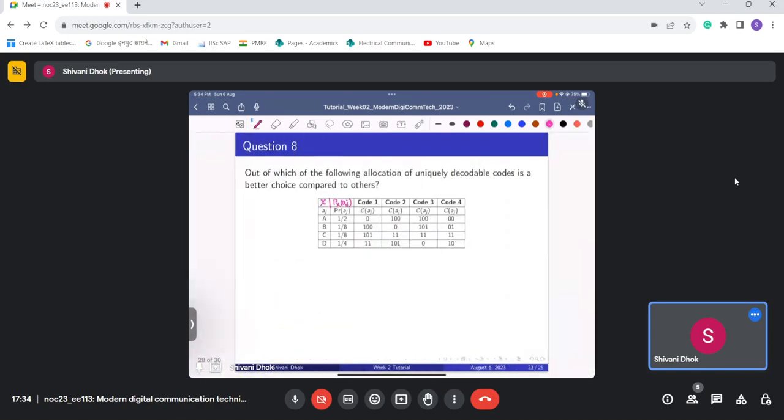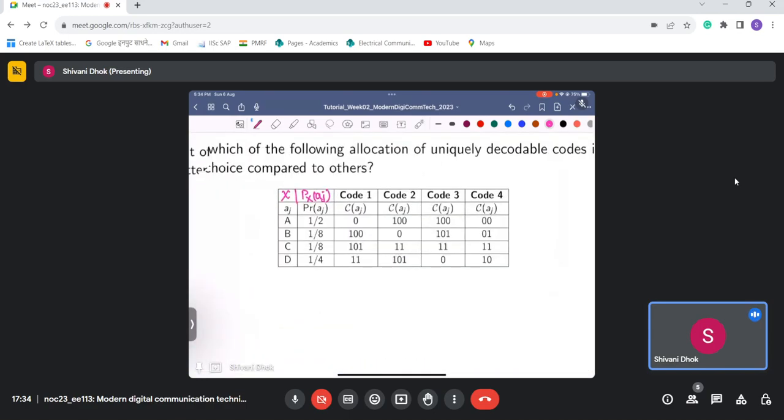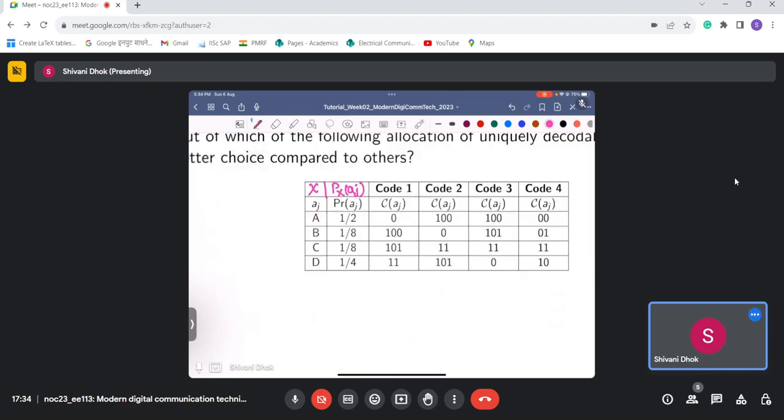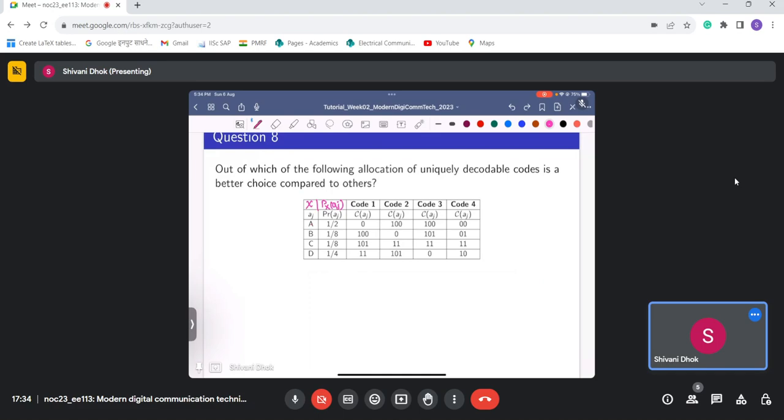Okay, now there is the same code book, the same code, just rearranged and reallocated in different ways here, and the last one is a fixed length code. Now what is asked is, which of the following assignments of uniquely decodable codes is a better choice?